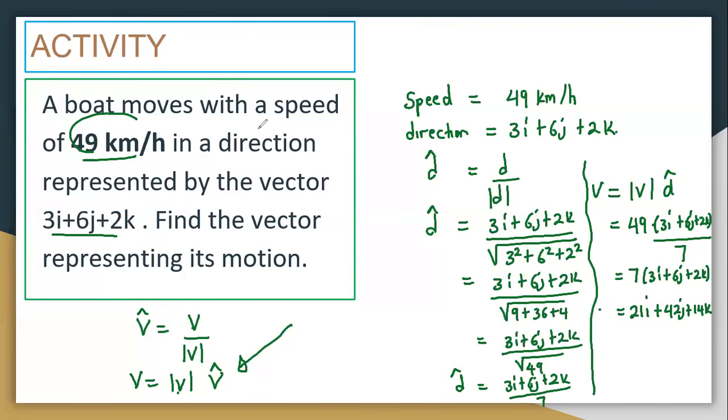Then we go on and put units: since this is velocity, it is in kilometers per hour. So we shall say that now our vector is going to be 21i plus 42j plus 14k, and then everything is going to be in kilometers per hour. And that is the answer.